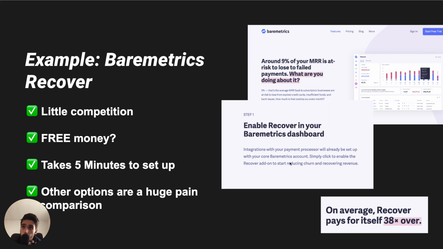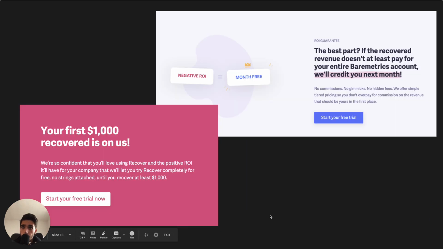So we focused on showing that this is basically free money, because they get a huge ROI, and we quantify it as much as possible. If I'm losing 9% of my MRR every month, it means I'm losing 10 grand a month, and they immediately quantify how much it's worth. We show them how easy it is to get started, because they can just enable it from their Barometrics dashboard, and it's a one-click kind of solution. Takes 5 minutes to set up.